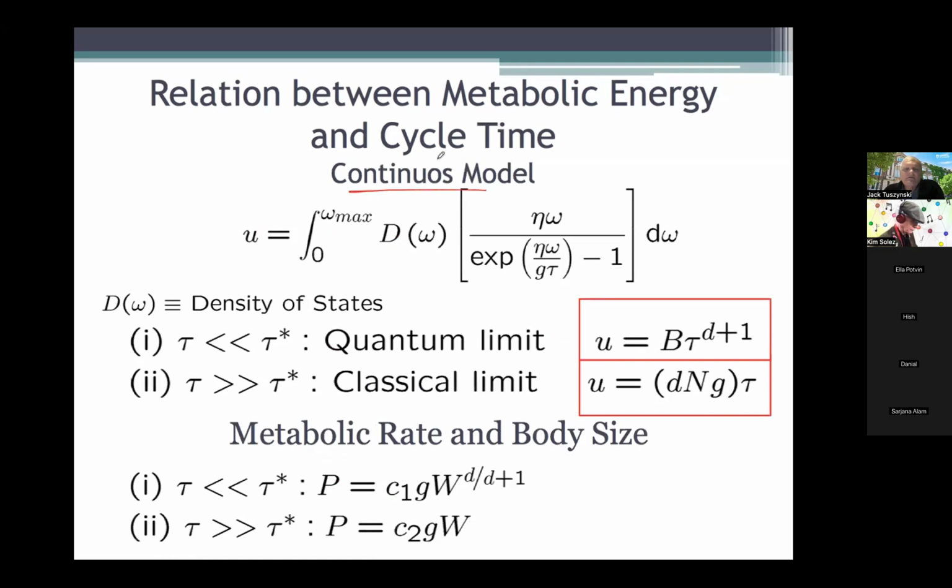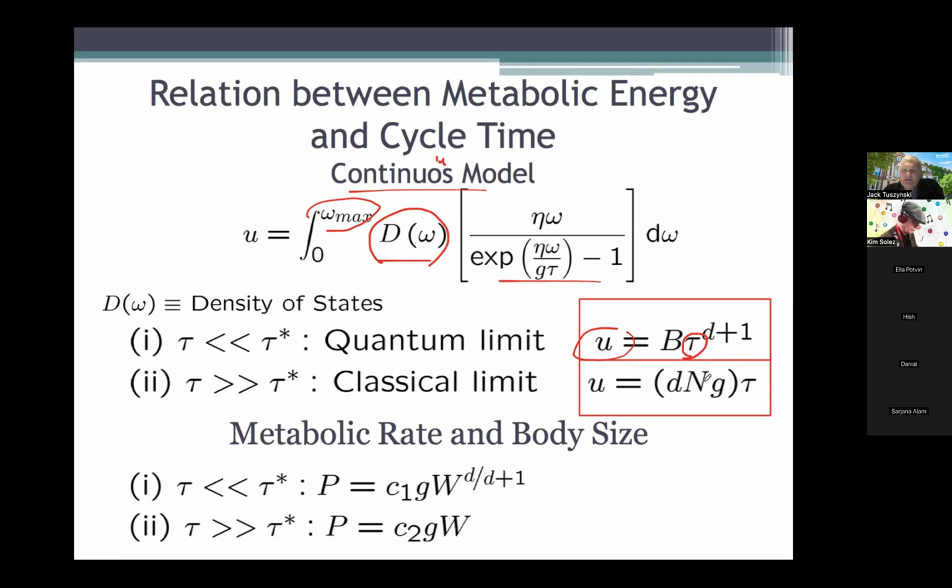And so you can integrate it. So that's the energy over all the frequencies which are allowed within the model. This is the number of these, the frequency density of states. It's called the number of such modes, and this is the averaging process. And you obtain for the energy this kind of relationship with the characteristic cycle time.